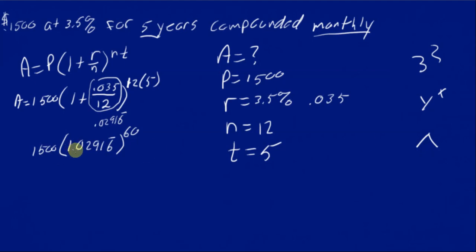So we're going to put in that 1.02916666666 and raise it to the 60th power. And that's going to give me 1.19. And then multiply by 1,500, and my final answer should be $1,786.41. Please check your calculator and make sure that you know how to work it. A lot of these problems most students don't find any trouble with once they learn how to work their own calculator.